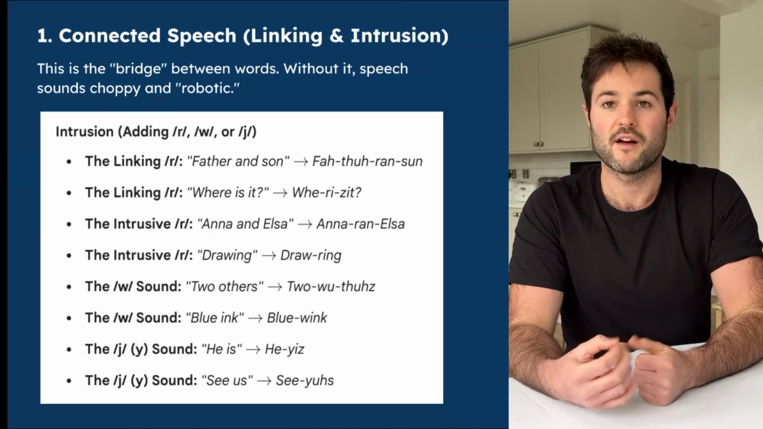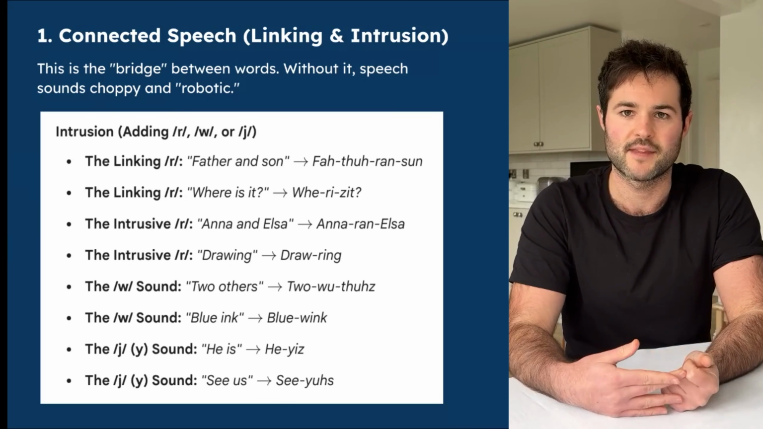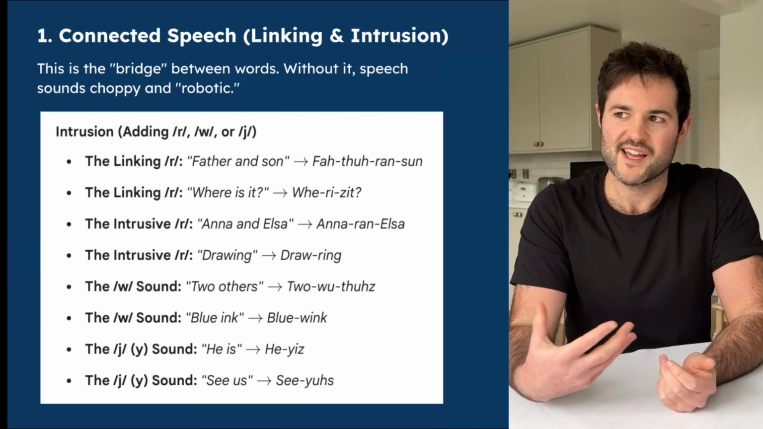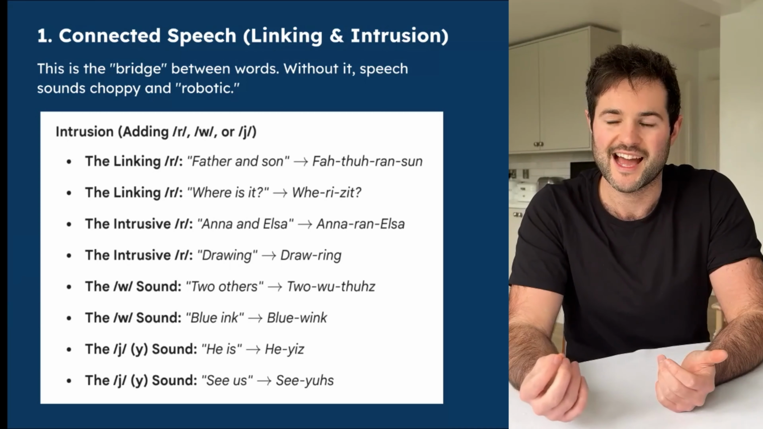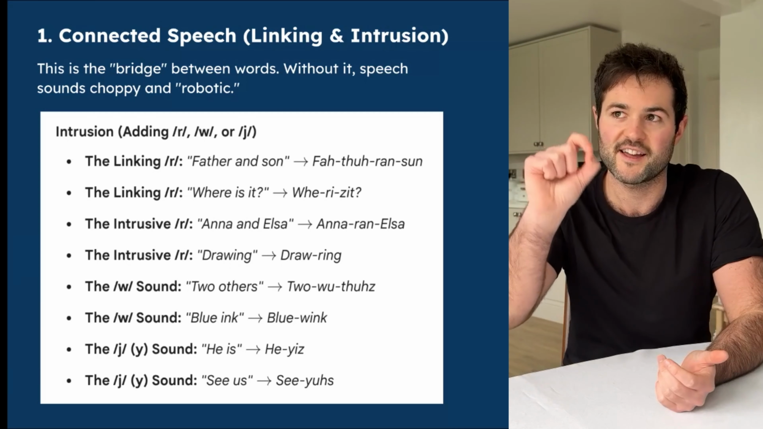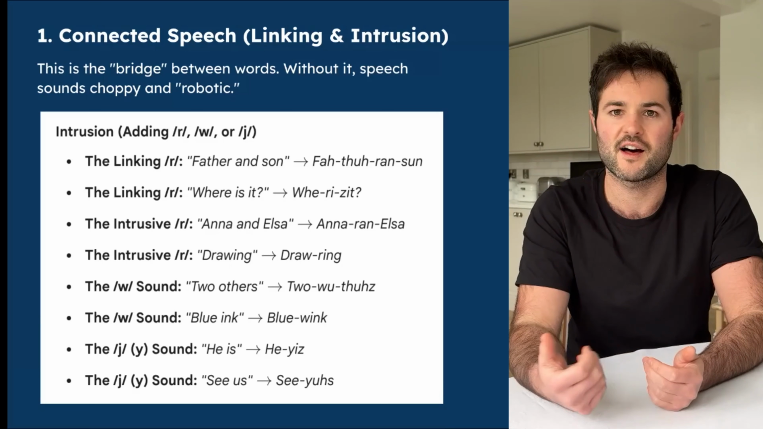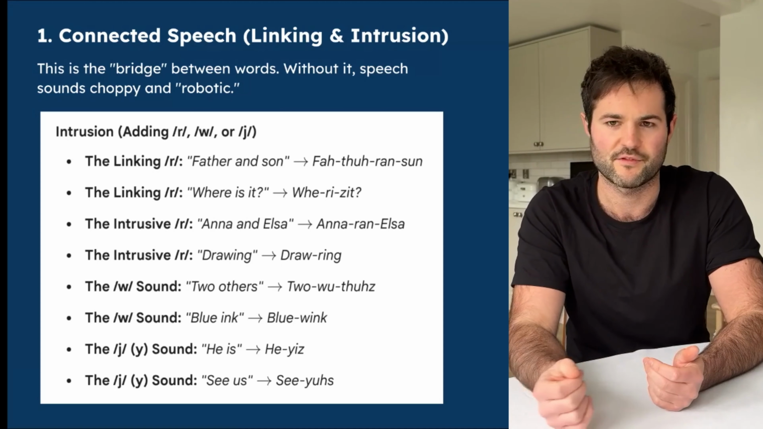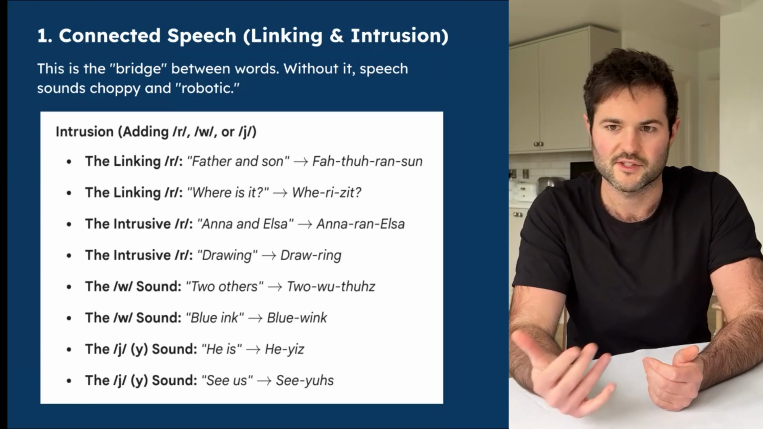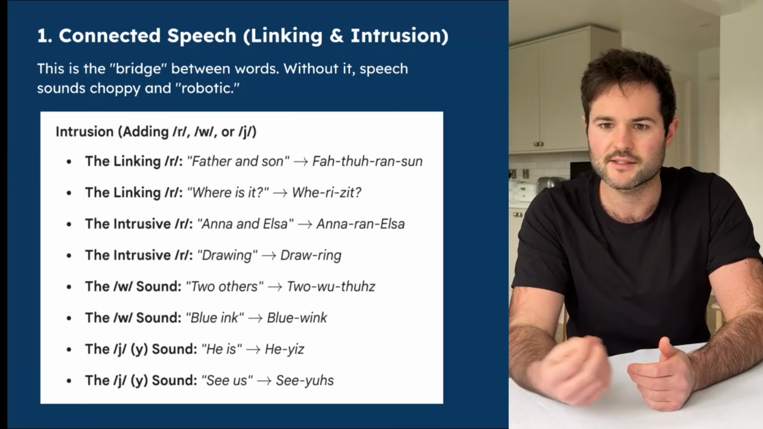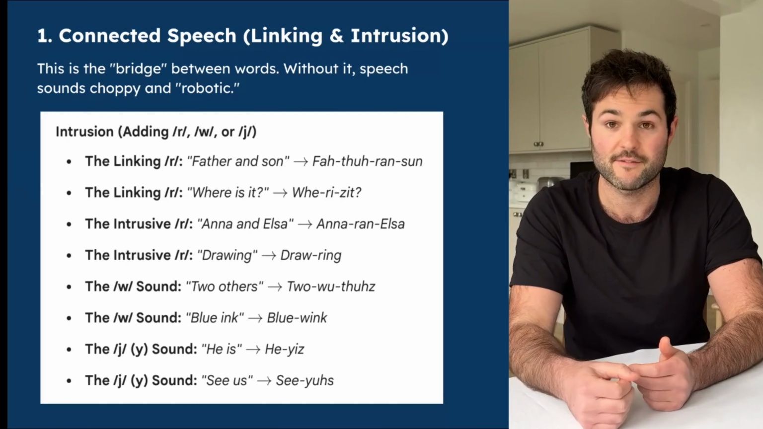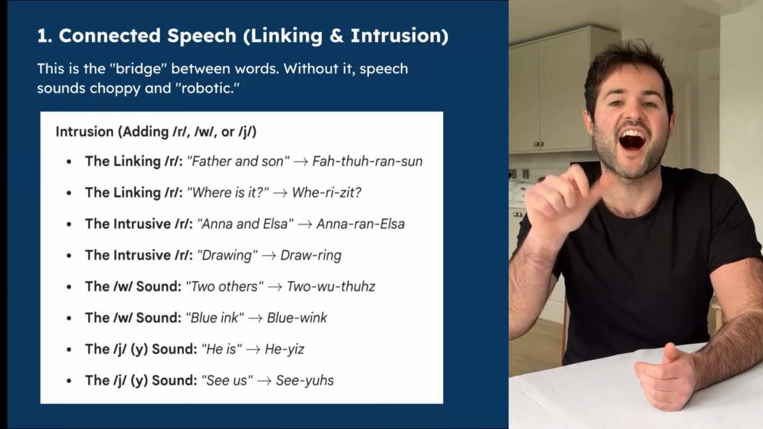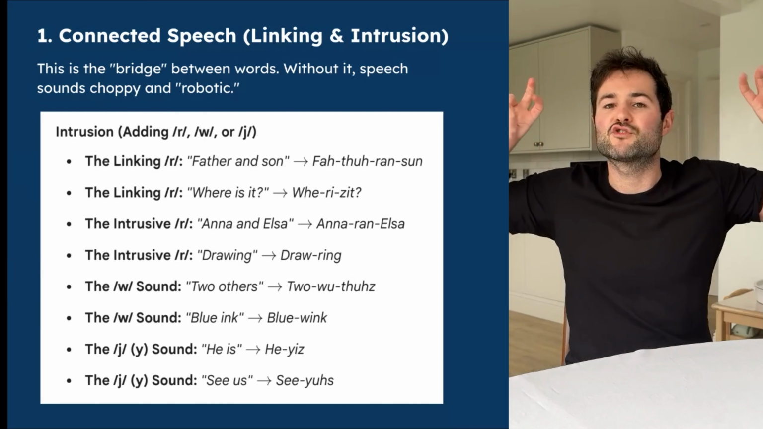We have father and son. But when we say it quickly, the final R becomes father-r-and son. So instead of saying "and," it's father-r-and son. So we're adding that subtle R, which is known as an intrusive R.